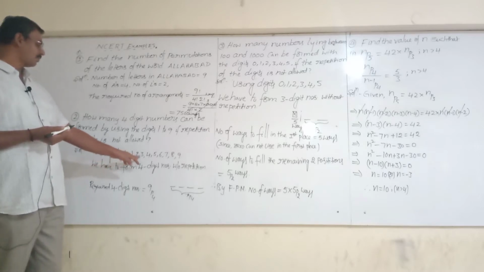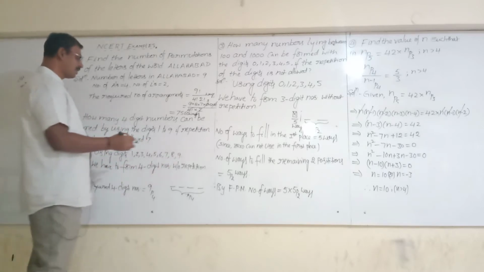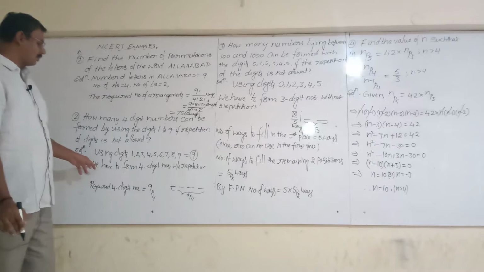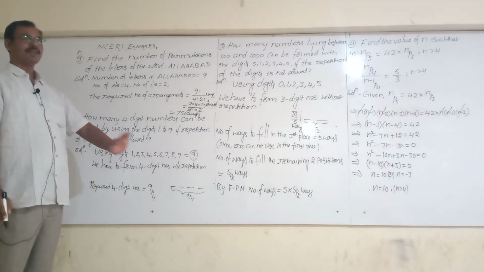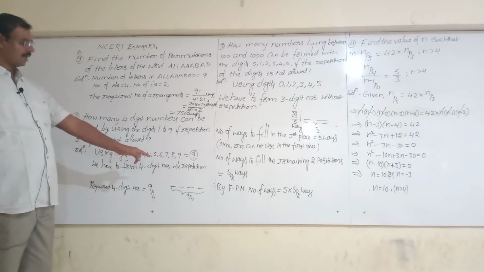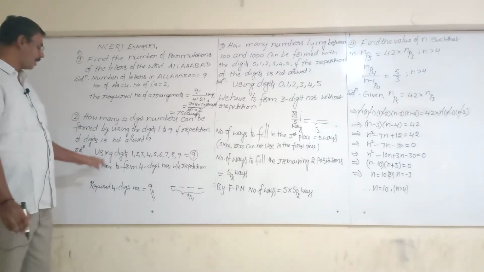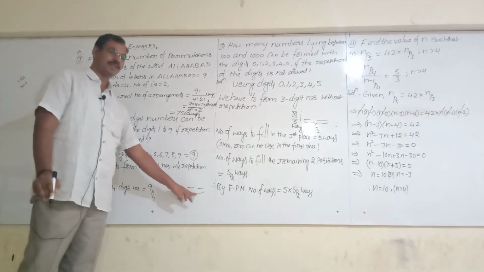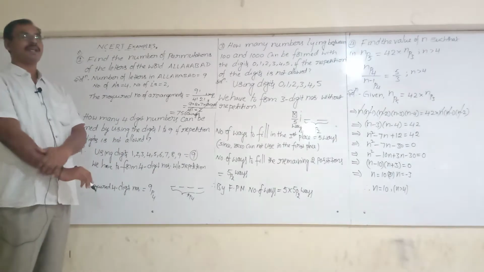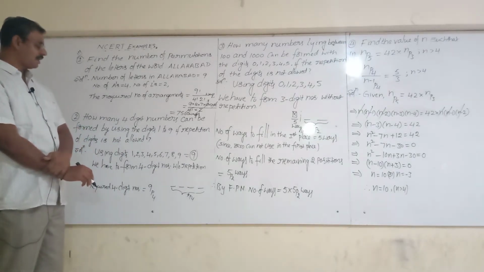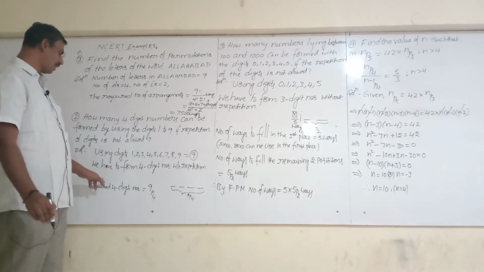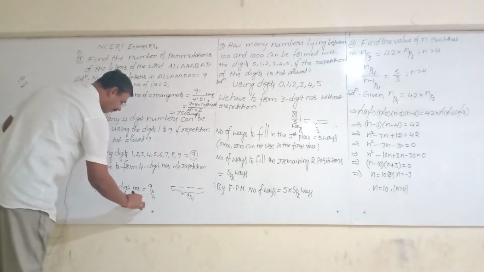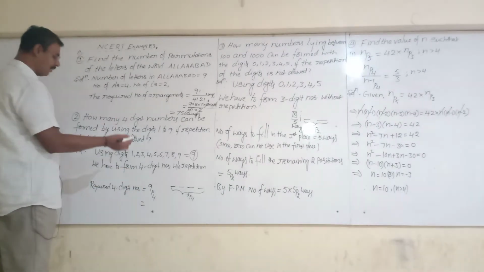Okay, the given digits are 1 to 9. So how many digits are there in total? 9 are there. We have to form 4-digit numbers without repetition. So create the 4 positions. I have 9 digits available and 4 positions. How many ways could I arrange 9 digits in 4 positions? I could arrange them in 9P4 ways.